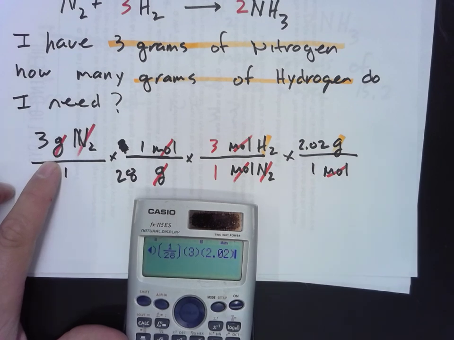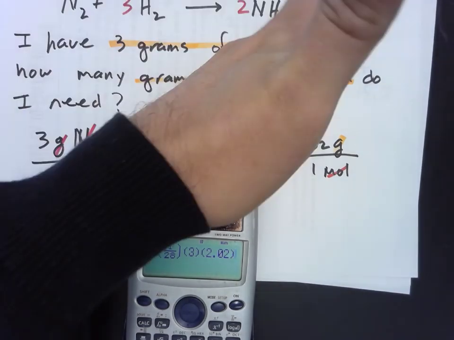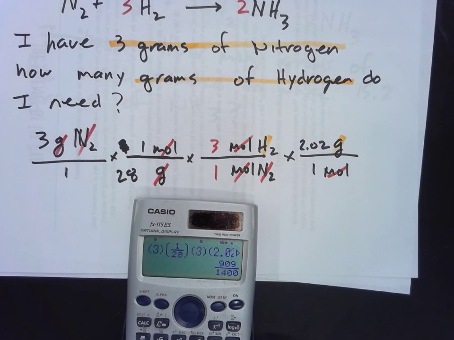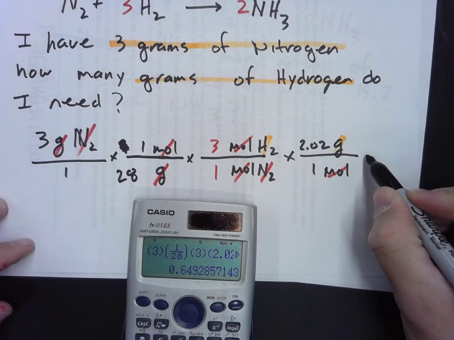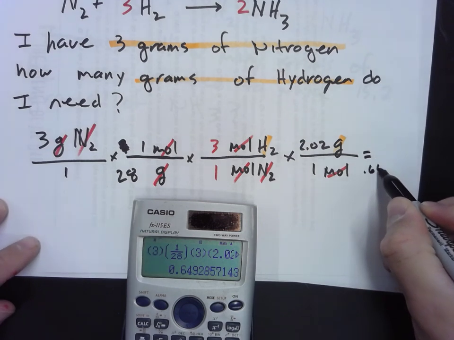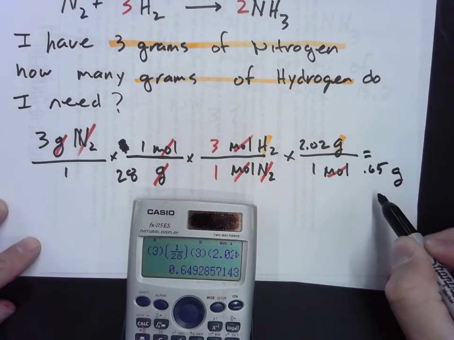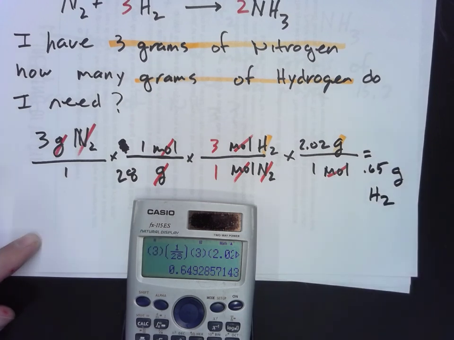Okay, so now I got 4 steps here, but if you break it down logically, it's really not that difficult. And my final answer is 0.649. I'll round it to 2 sig figs, 0.65, and what are my units? Grams of H2. Okay, that's a mass to mass problem. That's as difficult as it's going to get on the test. It's not going to get any more difficult than that.